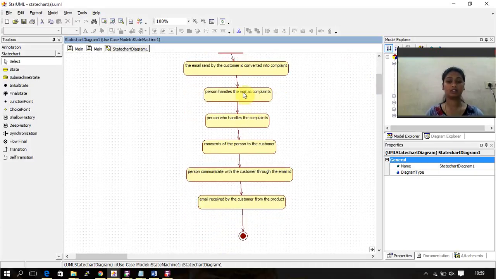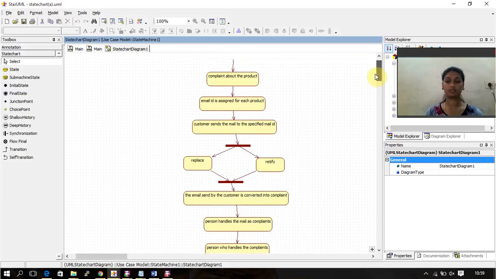The person handles the mail as a complaint in this state, and in the next state, the person who handles the complaint comments for the customer, and the person communicates with each customer at the mail ID given. The last state is given as mail is received from the customer for the product, and it goes to the final state. This is the scenario for the given first question.